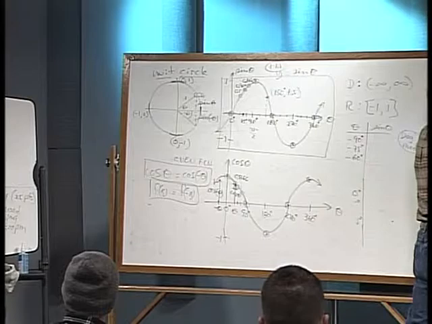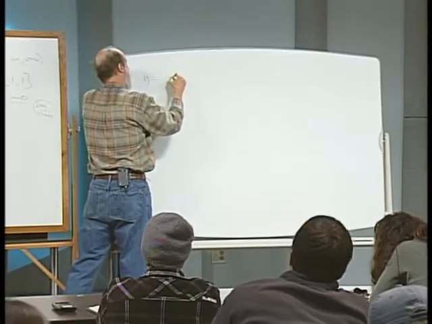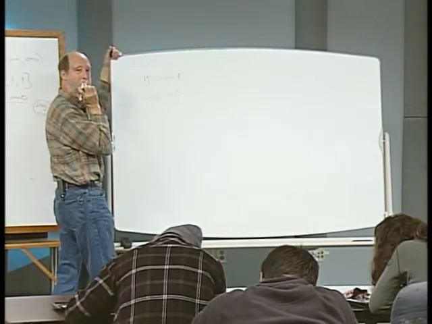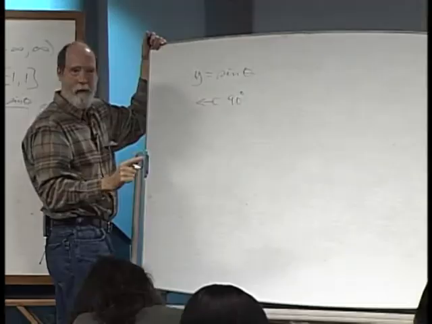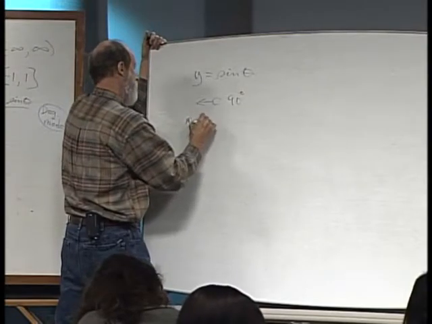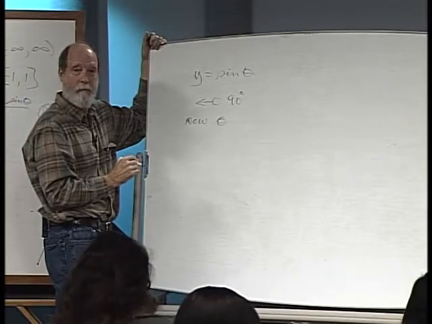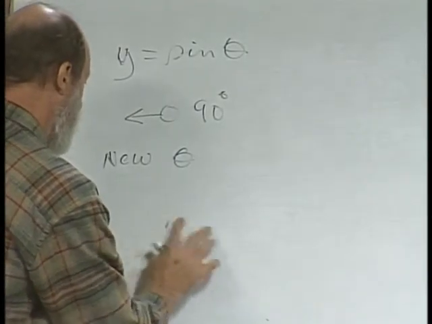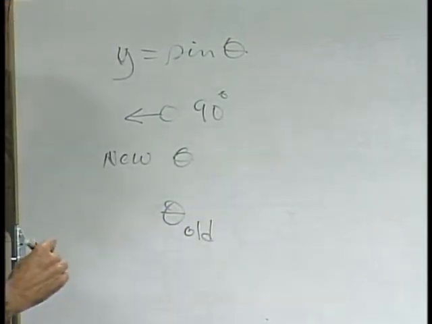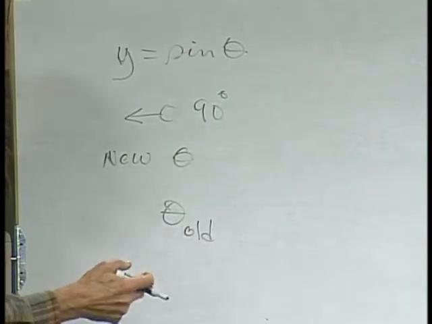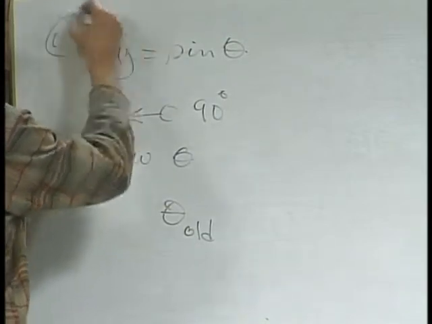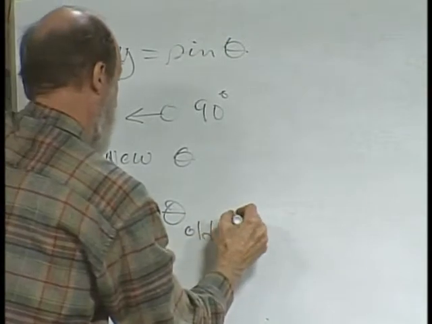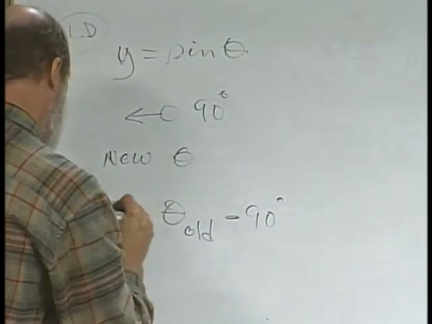So if I want to shift a sine graph to the left by 90 degrees, I'll get new theta values. If I want to shift a graph to the left, I want to take my old theta values and subtract 90 degrees from them. This is the old graph, the original elementary function back here. So from the old theta readings I subtract 90 degrees to get the new theta readings.